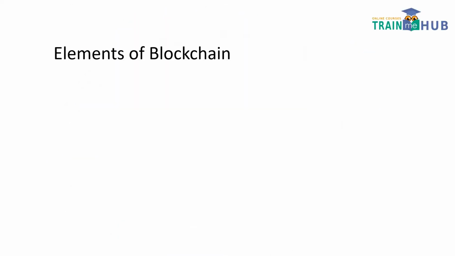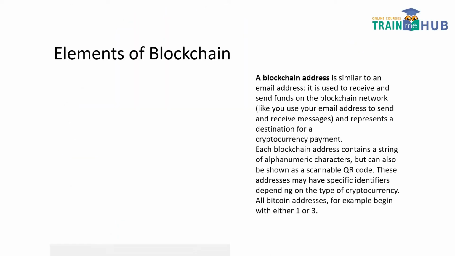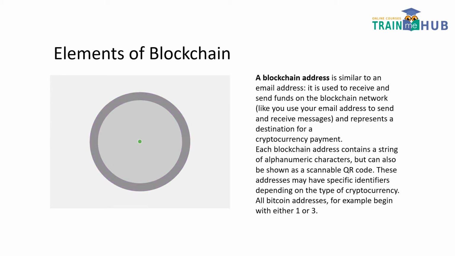A blockchain address is similar to an email address. It is used to receive and send funds on the blockchain network, like you use your email address to send and receive messages, and represents a destination for a cryptocurrency payment. Each blockchain address contains a string of alphanumeric characters, but can also be shown as a scannable QR code.